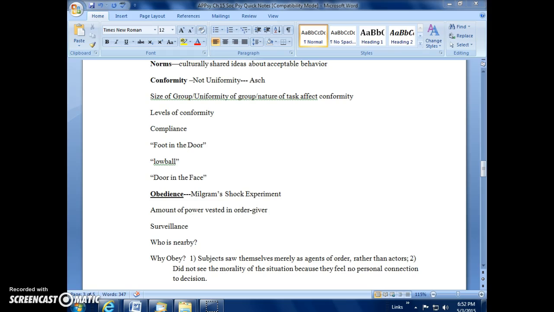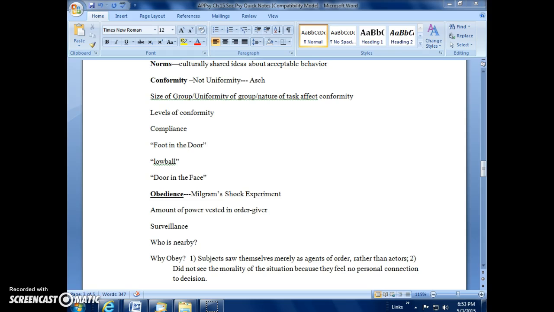In other words, the idea is if a salesman comes to the door and you slam the door in their face, then if they knock again, you're going to feel a little more guilty, or if you run into them again, you're more likely to say yes the second time. Next term, of course, is obedience, and that's Milgram's shock experiment, which we discussed quite a bit.